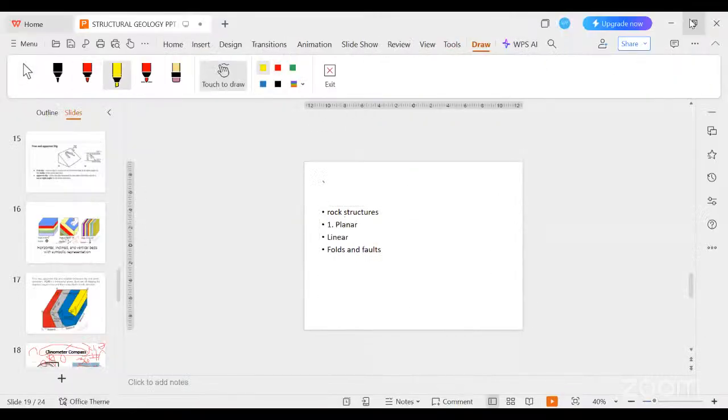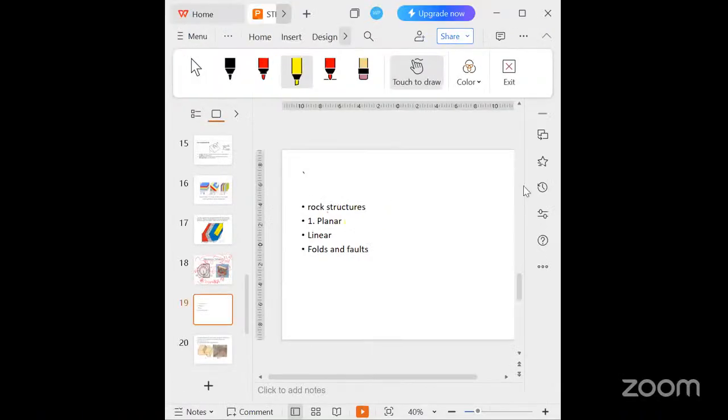So what are planar structures? Planar structures are those structures which are found as a plane or a surface in the rocks. The planar structures go hand in hand with linear structures. In this, we have major planar structure types. First one is the bedding plane. I already told about this bedding plane. They are the planes that bound a sedimentary bed.